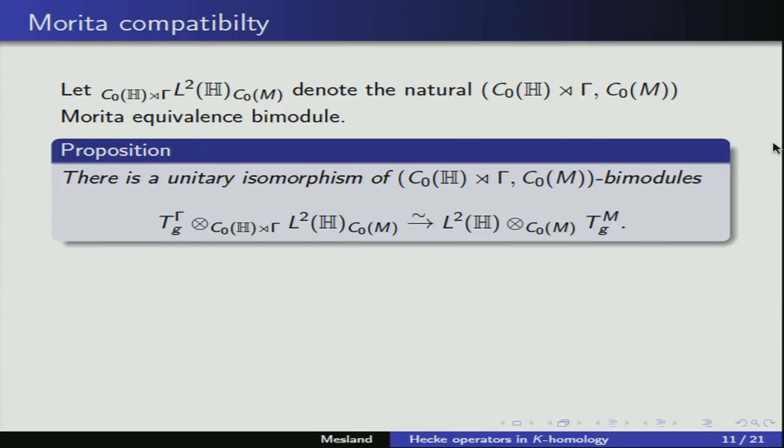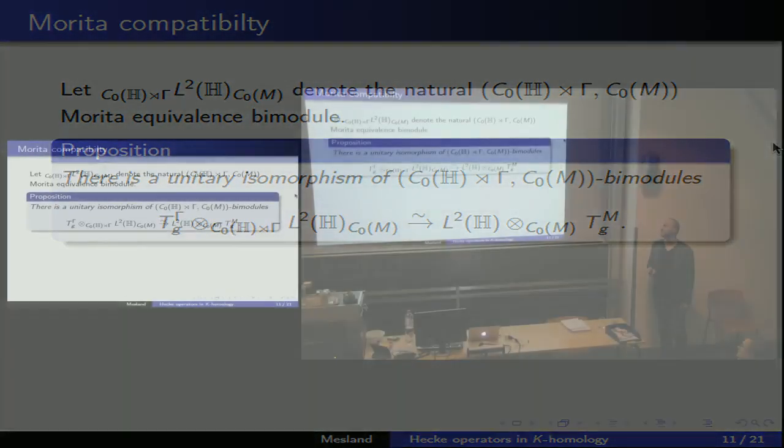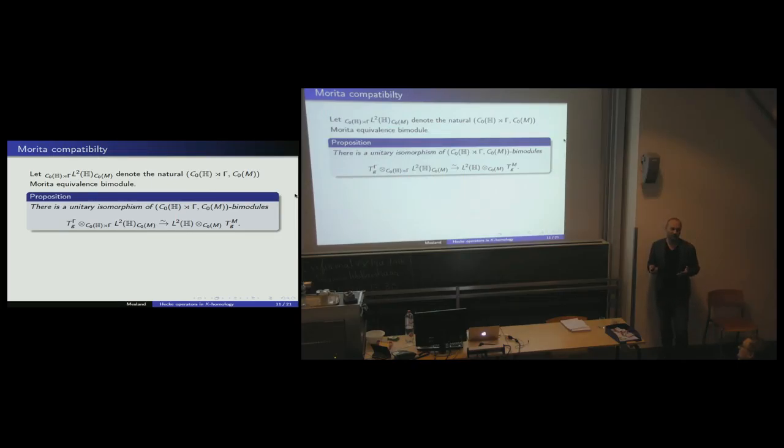Now we know that C0 of H, cross product with gamma, is Morita equivalent to C0 of M, and the Morita equivalence really comes from the universal cover. So this is a construction that I think also most of you are familiar with. So you can complete the functions on H in a C-star module way with values in C0 of M, and the cross product then acts as the compact operators. So this is, again, a very naturally defined geometric thing. And this is the Morita equivalence bimodule.